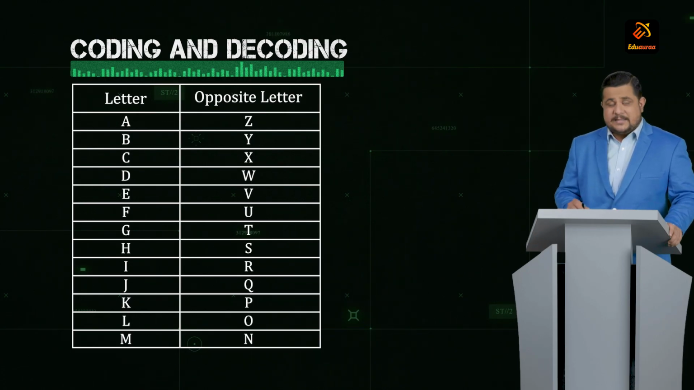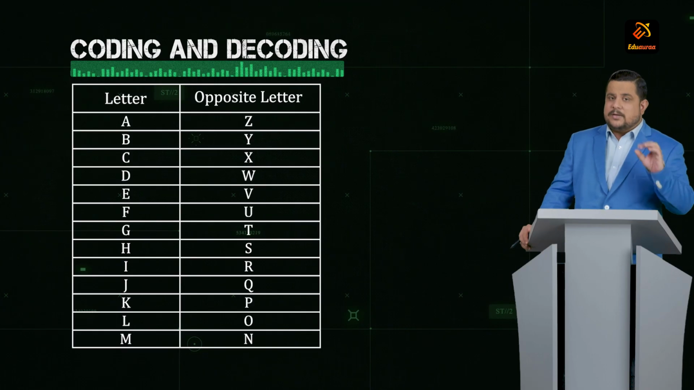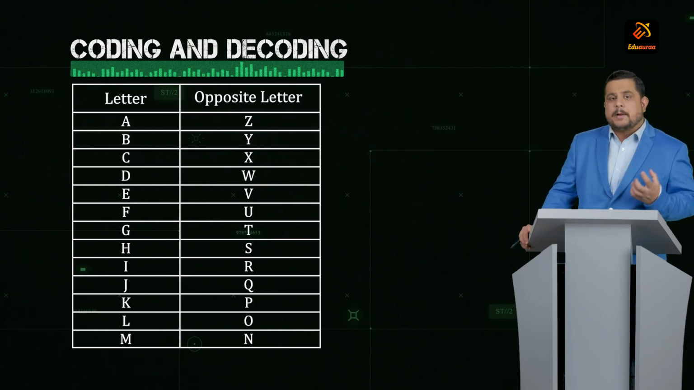Now, I is opposite to R, as I said. J is opposite to Q. L is opposite to O, and M is opposite to N. We have covered all letters now, A to Z. How can you remember this? Now I am going to tell you some tricks, some ways to remember this.